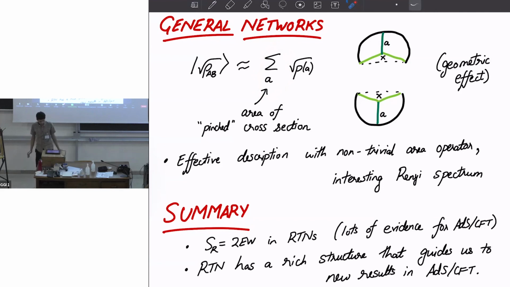All right, so with that, let me summarize. What I tried to argue in this talk is that there's a lot of evidence for this holographic proposal of the reflected entropy being equal to twice the cross section. And so the tensor network taught us some new things about AdS/CFT. We found new saddles. We saw how phase transitions can get resolved, etc. And in general, the random tensor network has a rich structure that guides us to such new results, which could be exploited more to understand other entanglement measures or so forth. Okay, so thanks.